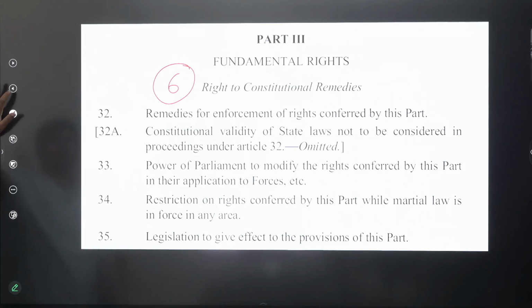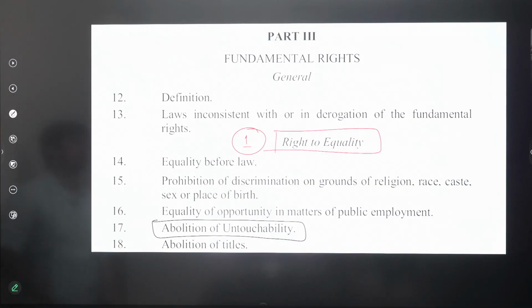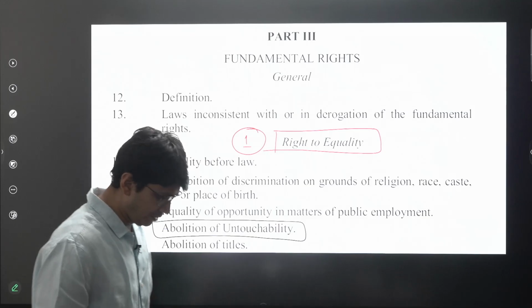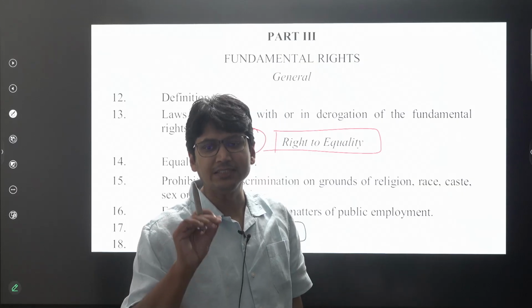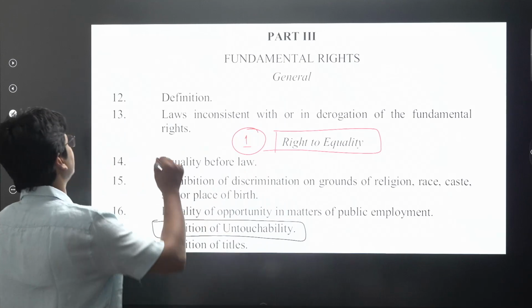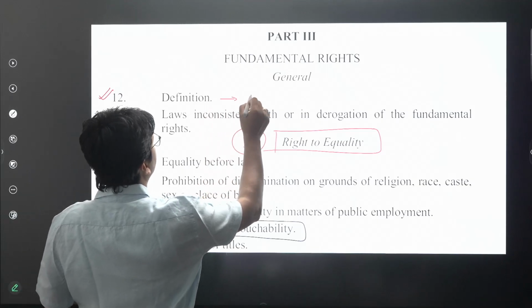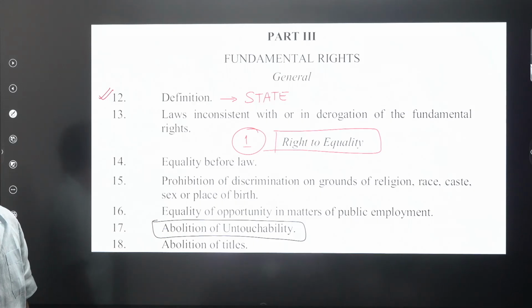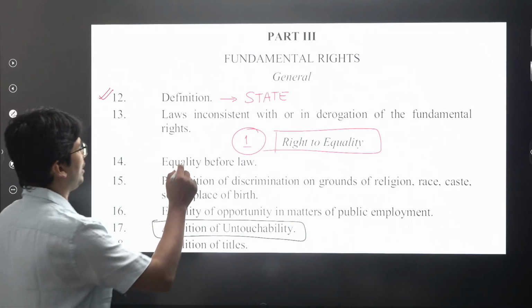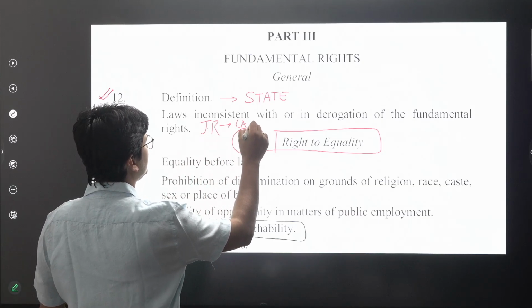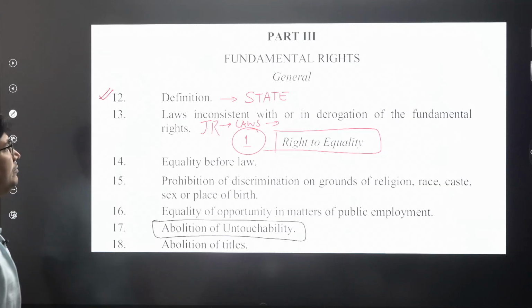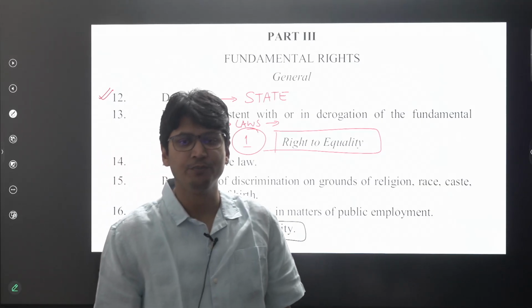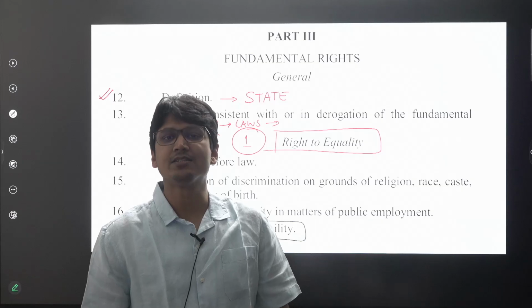Right. After this, other than these 6 components, part 3 also comprises Article 12, which provides the definition of state, and Article 13, which gives powers of judicial review for such laws which are inconsistent with part 3.